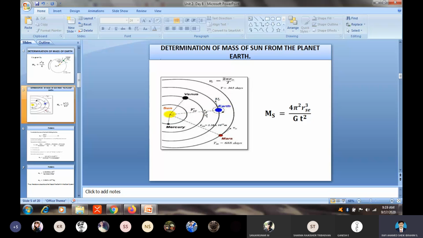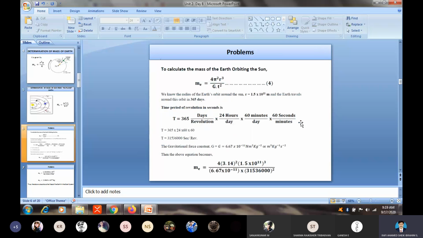From that we measured the mass of the sun is equal to 4 pi square r cube by g t square. These are the terms we studied in the previous class, and the formula and the calculation we also studied in the last class.